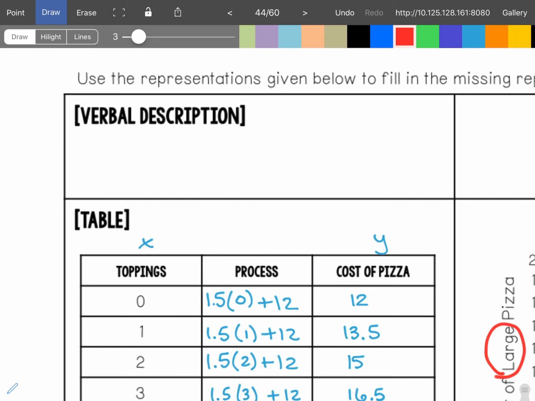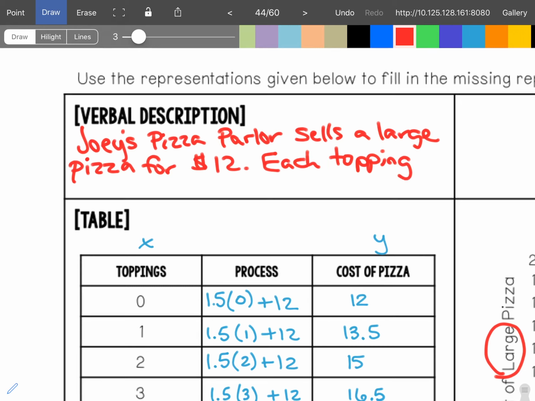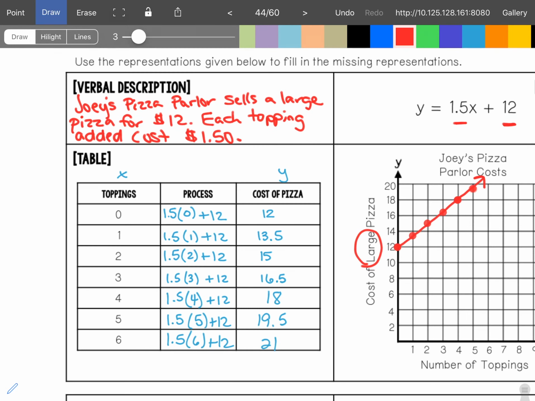Joey's Pizza Parlor. Okay, so we can say Joey's Pizza Parlor. And by the way, when you write these verbal descriptions, it doesn't have to be exactly what I write, as long as you put the same information in it. Sells a large pizza for how much? $12. For $12. Each topping added costs how much? $1.50. Each topping added costs $1.50. All right, very good. So that one's done.